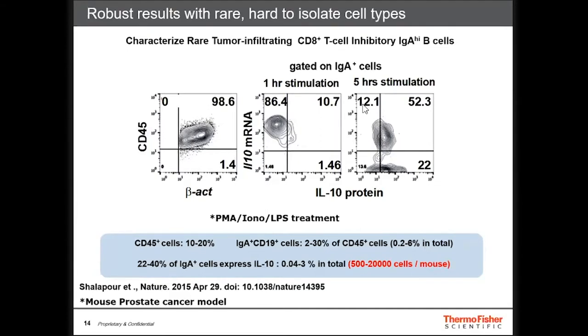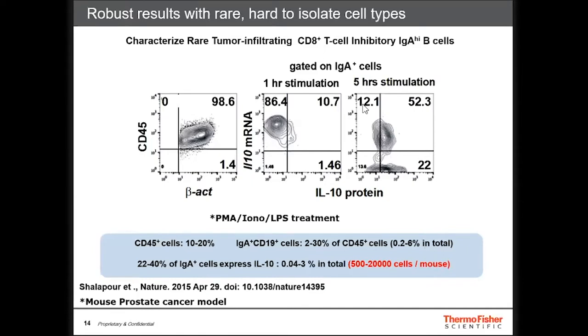In this case, they were using a mouse prostate cancer model, and they were interested in a subpopulation of IgA high-expressing B cells. B cells they had found were infiltrating tumors and inhibiting the function of CD8 T cells. And so they wanted to characterize the expression and some of the phenotype of these cells and turned to PrimeFlow to be able to do that.